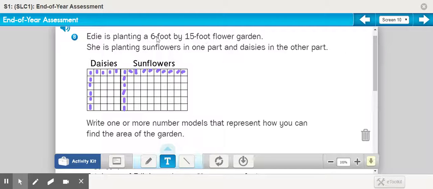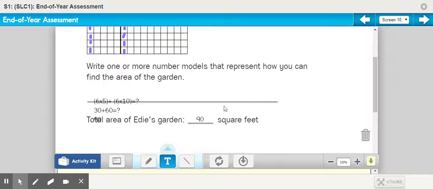At the top, you have 6 foot by 15. You could also do 6 times 15, or thinking back to Jacob's strategy earlier in our end of year assessment, you could split 6 into 3 and 3 and do 3 times 15 and 3 times 15. There are multiple ways to solve this problem. Just double check that depending on how you set up your number models, did you get the answer of 90 square feet? Okay.